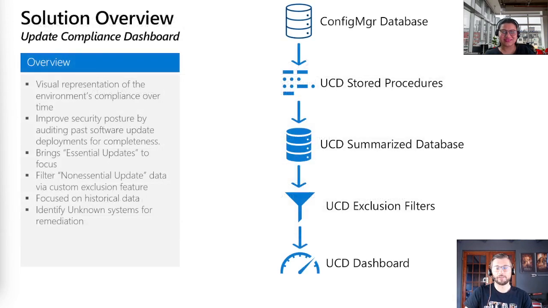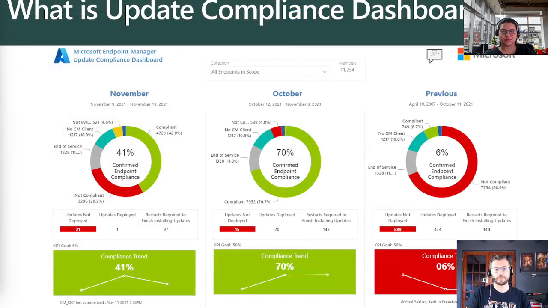Cool. Solution overview. What does this contain? From a more technical perspective, we have the Config Manager database in the background that runs some stored procedures and stores this in the UCD summarized database. This database is where you can add exclusion filters, and all of this data together gets pulled into the Power BI dashboard that you will see in the next slide. Okay, this is what the dashboard looks like.